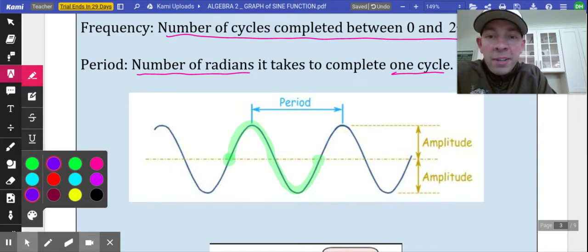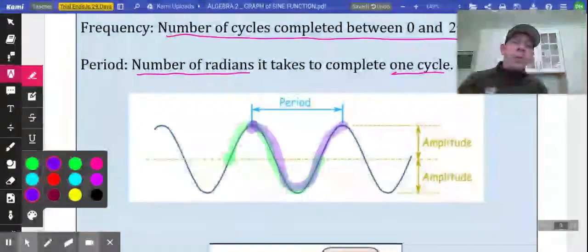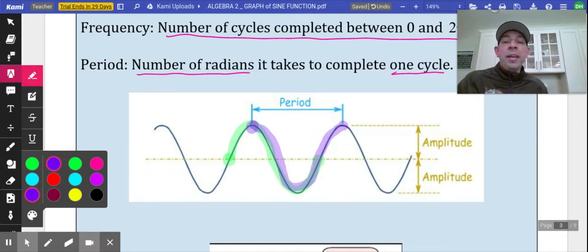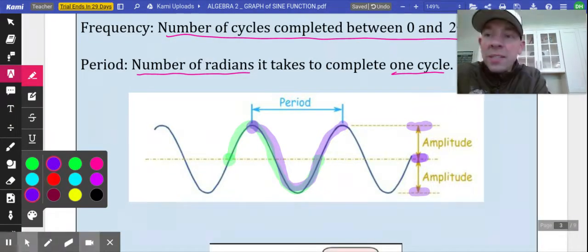Or you could say, what if I said it starts here and how long do I go before I get back to where I start right there? So, no matter where you pick as your starting point, you can figure out how long it takes to get back to that point, and that's going to be the period. Amplitude is just the distance, like we said, from the tallest point to the midline, or you could go from the lowest point to the midline. You'd get the same answer.